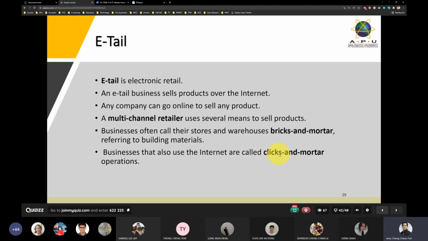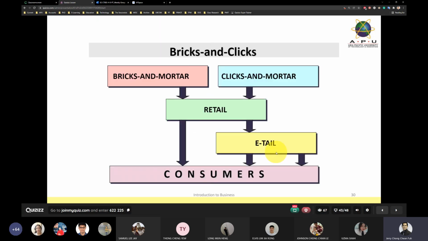And now they're called click and mortar, right? They still have a physical business running, but on top of that, they have a lot of customers purchasing from them online as well. So when you put all of this into perspective, bricks and mortar, clicks and mortar, e-tailing, right? A lot of clicks and mortar are also getting into e-tailing as well, which fully utilizes the internet to gain more customers and to widen their target markets as well.